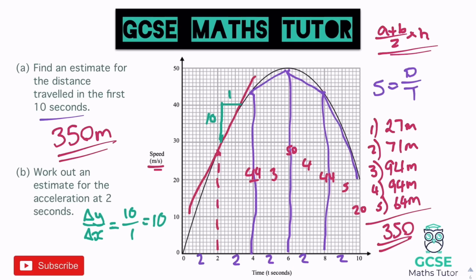So in terms of an acceleration here, my acceleration would be 10 meters per second squared. And that's your units for acceleration there. So 10 meters per second squared is my acceleration. Right, and that's the end of ratio and proportion.